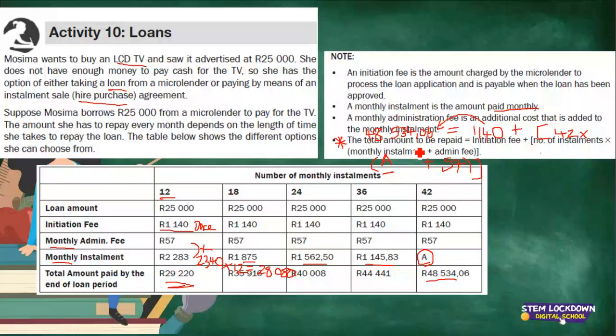Obviously, you can see that for 42 months, in total, she would pay 48,534.04. Remember, this figure represents the total amount paid by the end of the loan period, right? So this is easy.